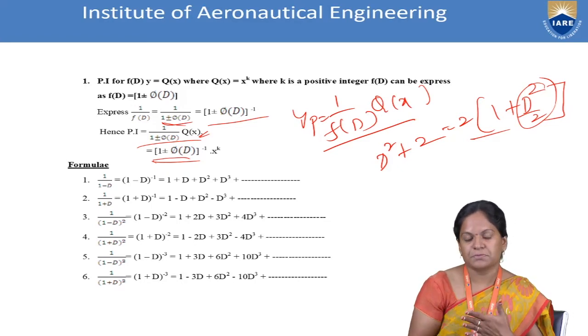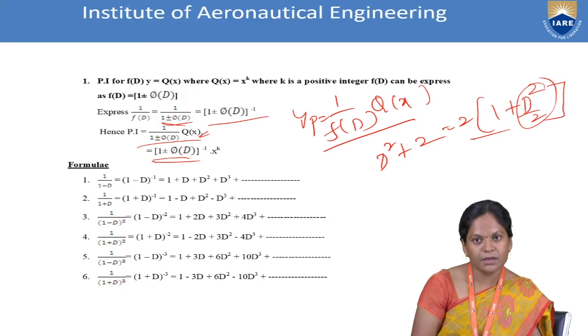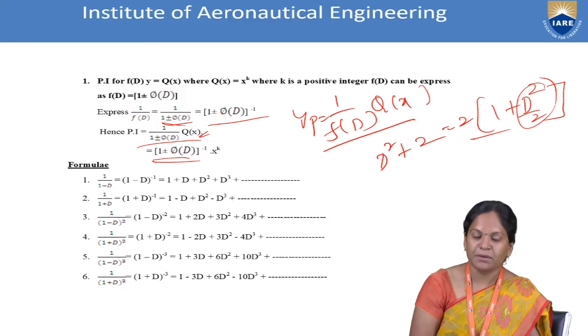Now here we have some standard formulas. Any polynomial expression, we have to change into the form 1 plus something. So we have some standard forms, and everyone should remember these: 1 by 1 minus d and 1 by 1 plus d. And sometimes we have second order also. In this case, we have 1 minus d whole inverse, 1 plus d whole inverse, like that. Using binomial expansion, we get all these formulas.